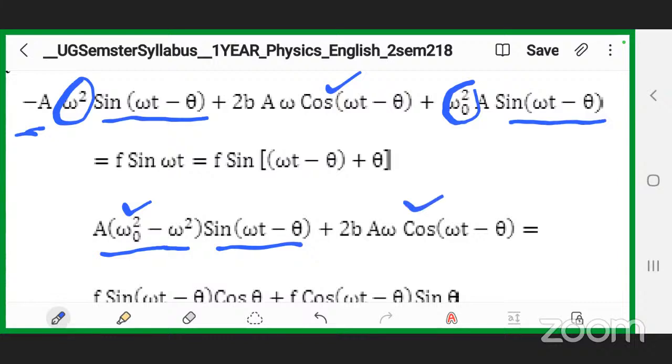Which is equal to what? Sin omega t minus theta plus 2. So here sin A plus B. What is the formula? Sin A cos B plus cos A sin B. Okay. Same is written.